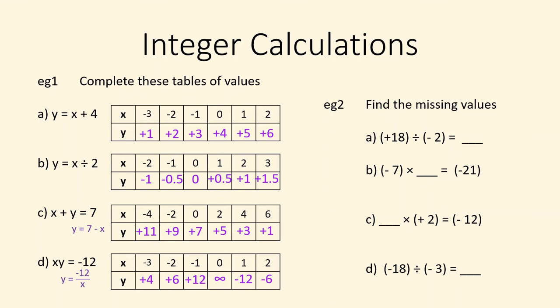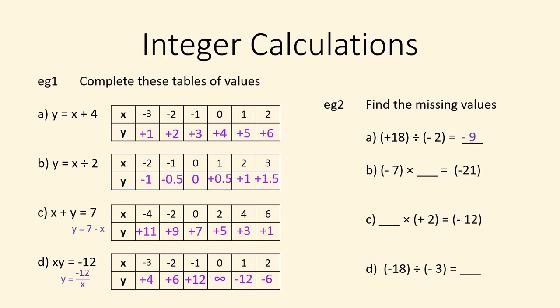On to some filling in the blanks here. You may be able to do these on your own, so hit pause and try that if you can. Let's do question A first. Positive 18 divided by negative 2. It's fairly straightforward. The signs are opposite, so we know our answer is negative. 18 divided by 2 is 9, so negative 9.